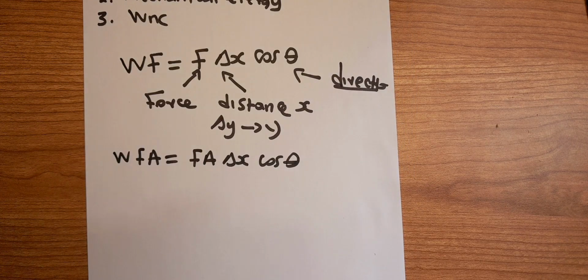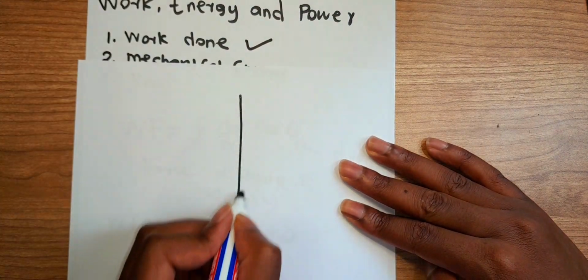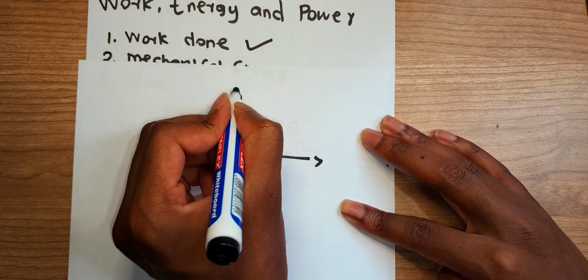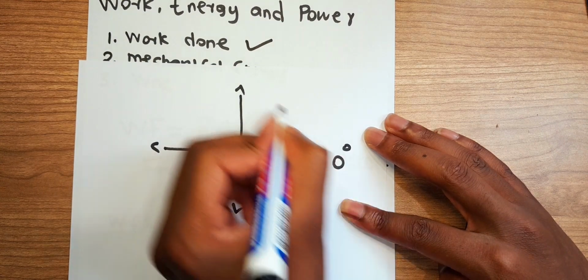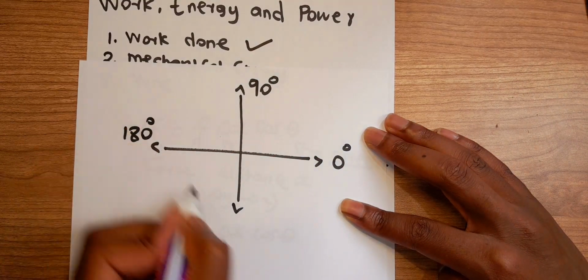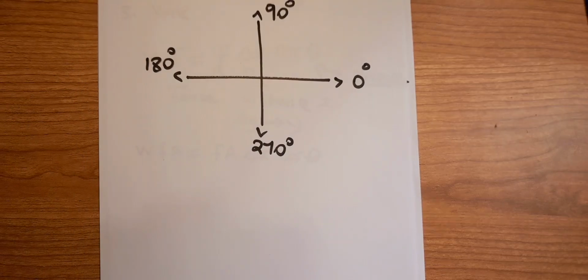Let's look at something extremely nice. I want to show you something very quick. Let's say we have this, and we know this is going to be 0 degrees. This is going to be 90 degrees. This is going to be 180 degrees. And this is going to be 270 degrees.